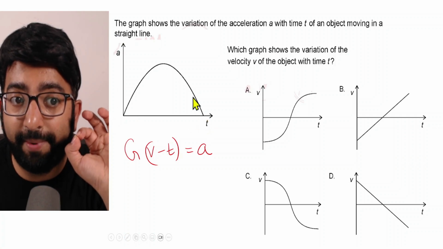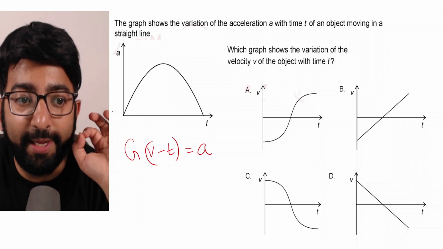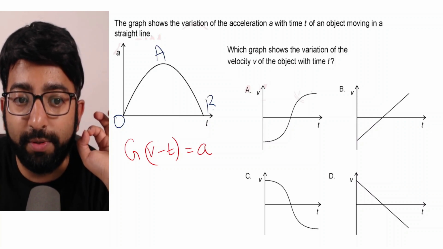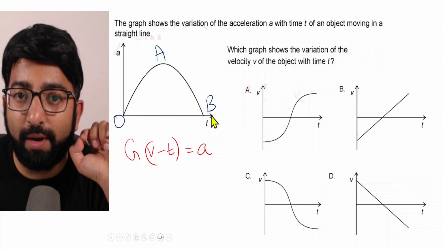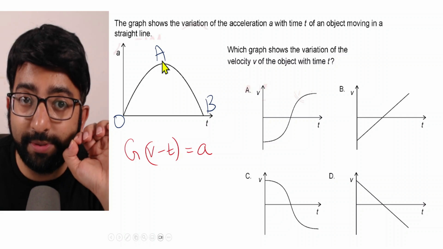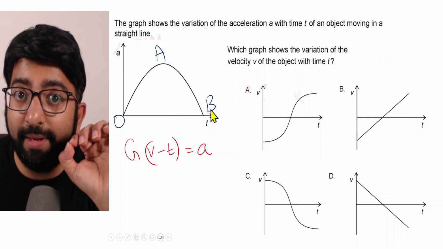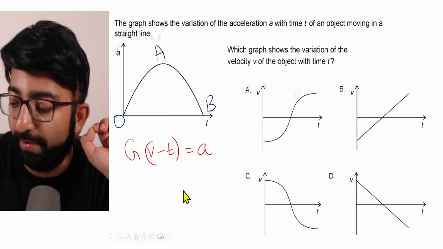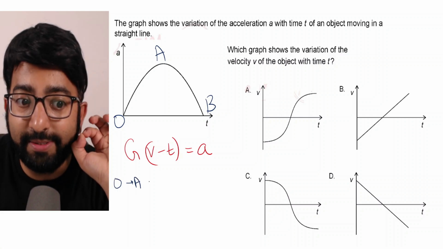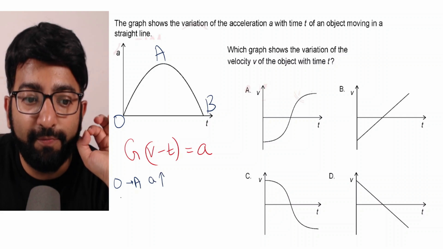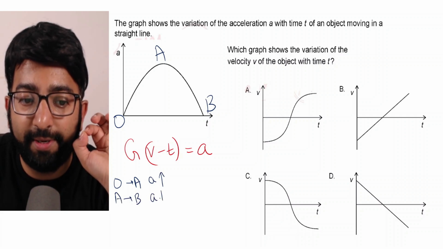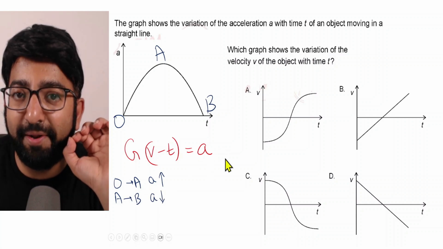So first of all, let me break this graph in two parts by labeling, let's say O is the origin, point A on the top and point B on the right. Now let us analyze this graph. From O to A, you can see the magnitude of acceleration is continuously increasing, and from A to B, the acceleration is decreasing. So first of all, let us write that down. From O to A, the acceleration increases, and from A to B, which is the second half of the graph, acceleration decreases.